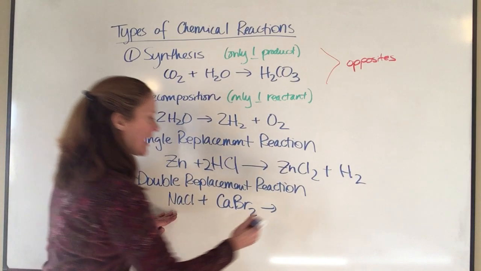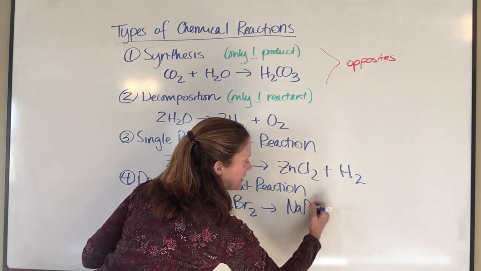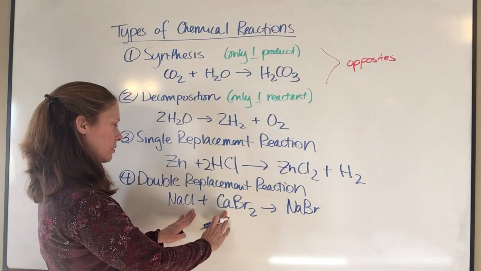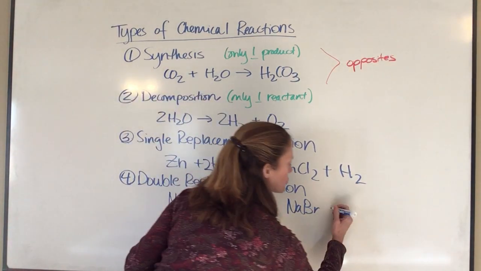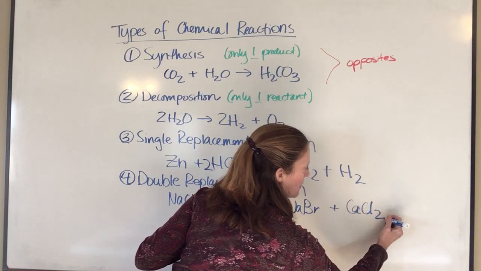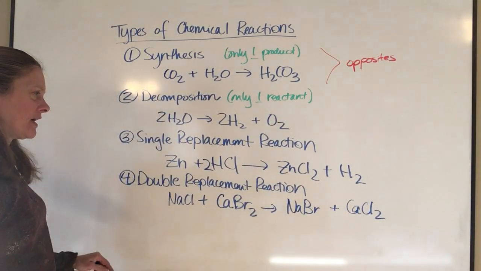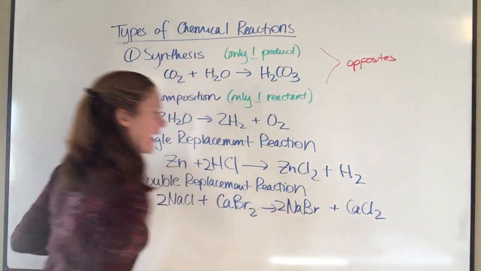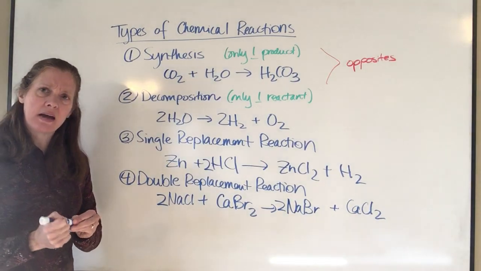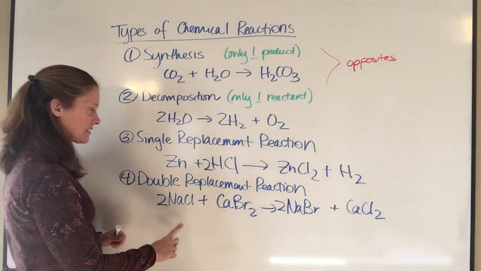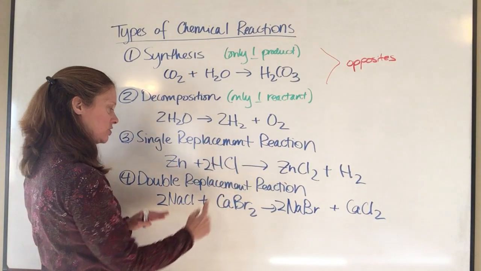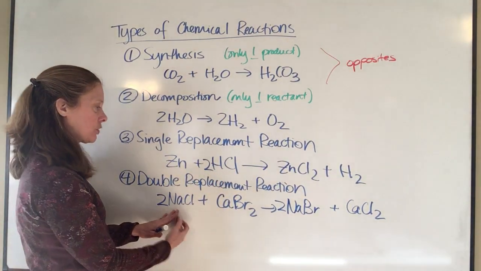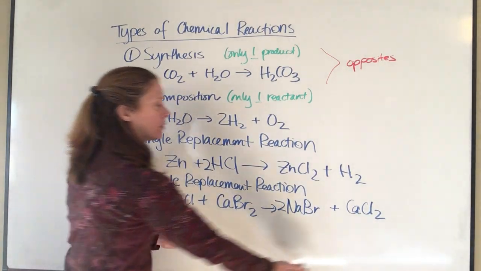So the Na is going to be with the Br, this positive and this negative, and then this positive is going to go with this negative. So this calcium is going to go with this chlorine, like this. And then in order to make that balance, I'm going to have to do that. So again, on this one, double replacement, because instead of just one thing switching out, the sodium and the calcium both have new partners now. The sodium's now with the bromine, the calcium's now with the chloride.